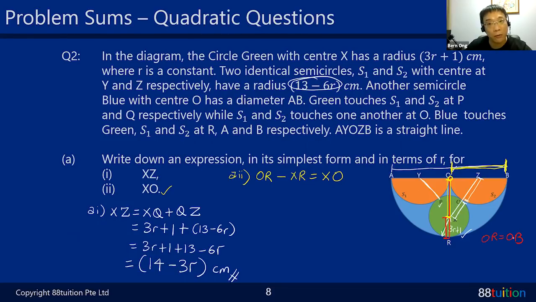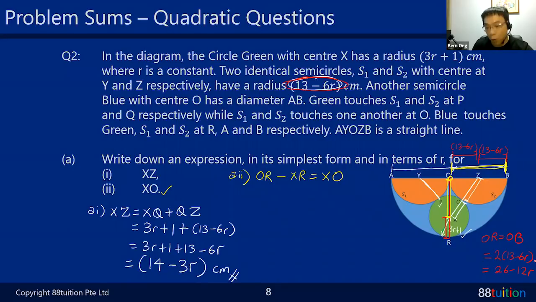And OB, do you have OB? Not to worry. You have ZB. ZB, one of them is 13 minus 6R, right? From here to here is the radius of the orange semicircle, which is 13 minus 6R. There's two sets of it. So you need two sets of 13 minus 6R. So OR is equal to OB is equal to what? OB is actually 2 times 13 minus 6R. Can you see that? That will give you 26 minus 12R.